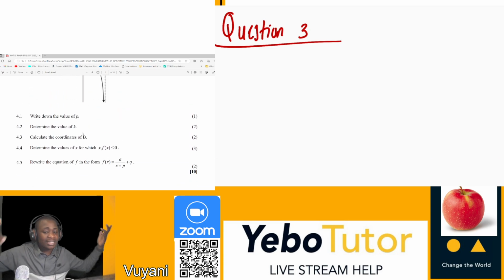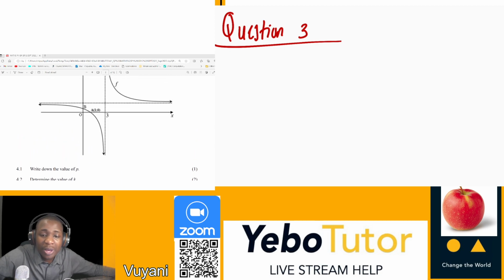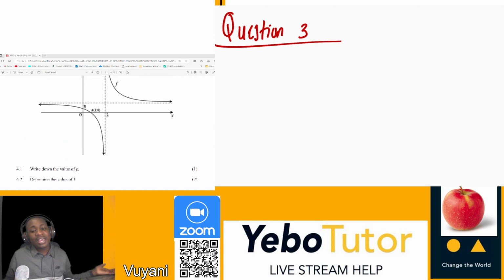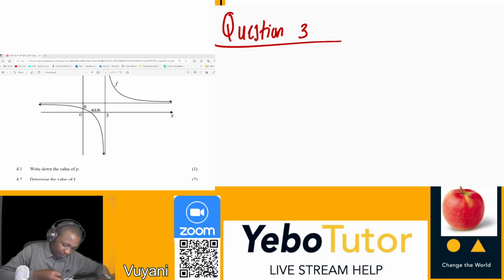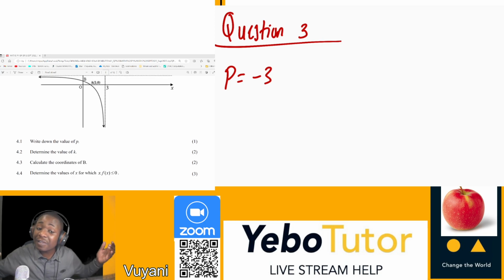That's easy, because we're just looking at our vertical asymptote. We are given that the asymptote is x equals 3, which means when you reverse it back, it's x equals -3. So the value of P will be equal to -3. Now determine the value of k.